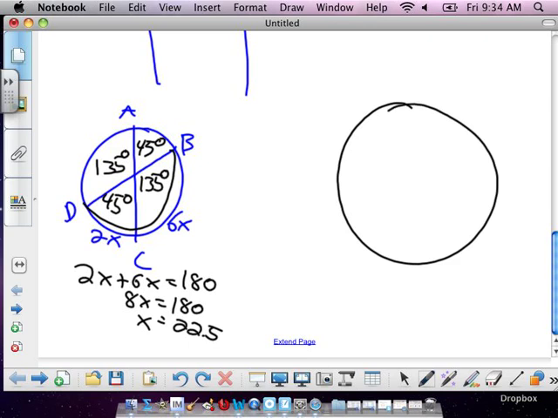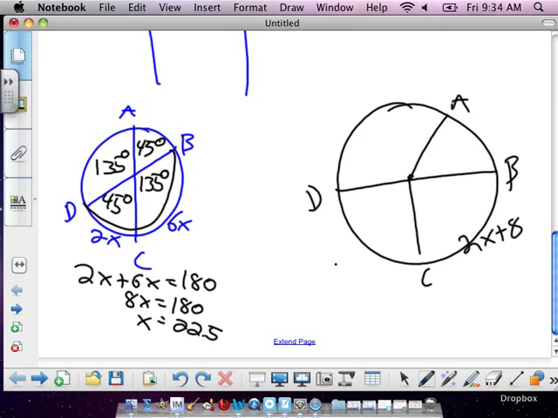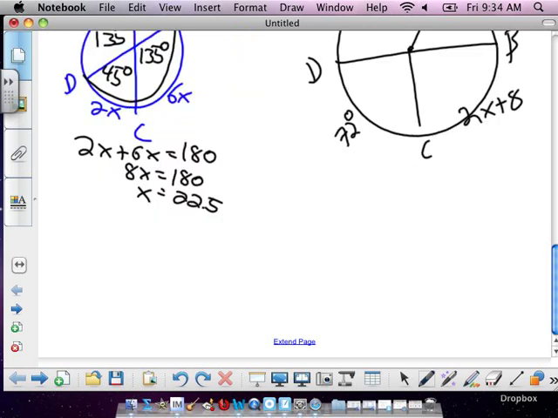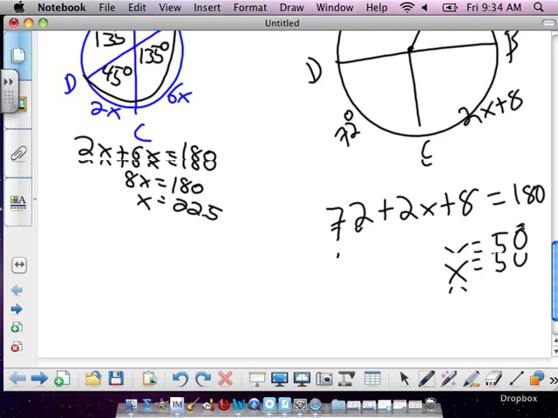We've got a circle. We've got D, B, and then we've got A, and then we've got C. This is 2x plus 8, and this is 72 degrees. What do I do? Add them together equals 180. 72 plus 2x plus 8 equals 180. So I get x equals 50.